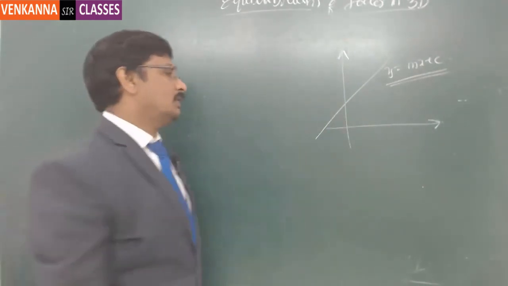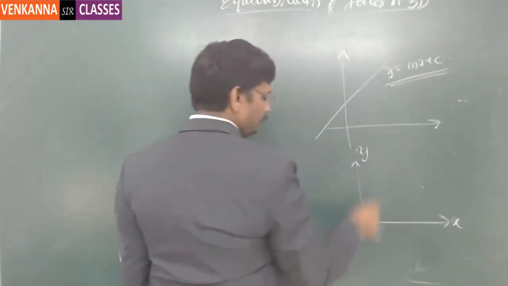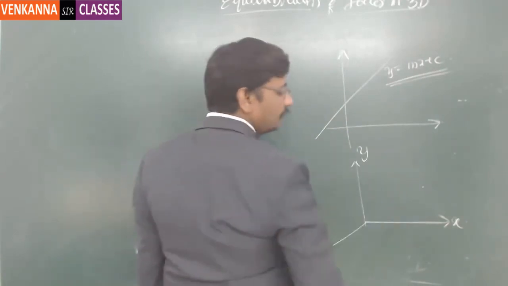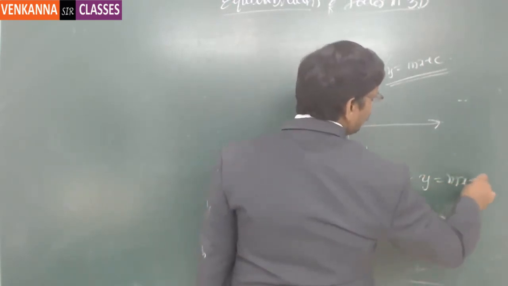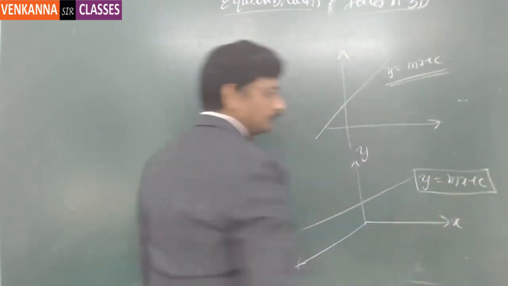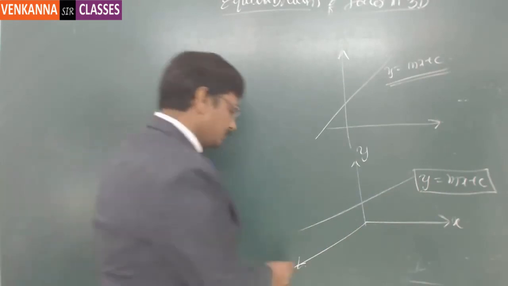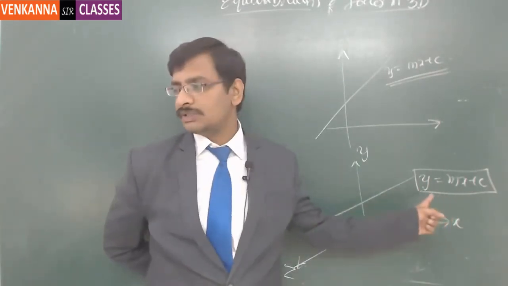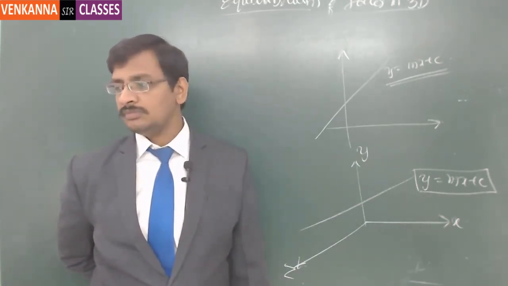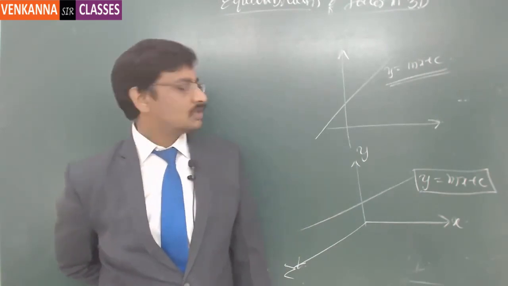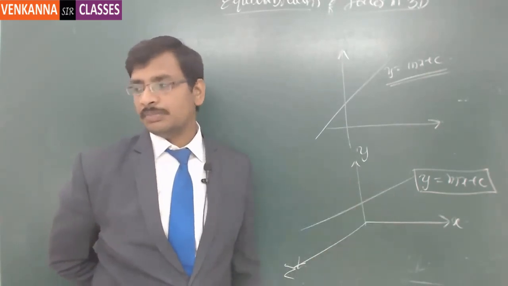Suppose in 3D this is the x axis, this is y and this is the z axis. Now if I draw a line like this, can I say that the equation is y is equal to mx plus c? If I say y is equal to mx plus c in 3D, there is a z axis also. Will it be the same straight line equation, y is equal to mx plus c? It is not a straight line equation. Now what is the equation then? This equation represents what shape?